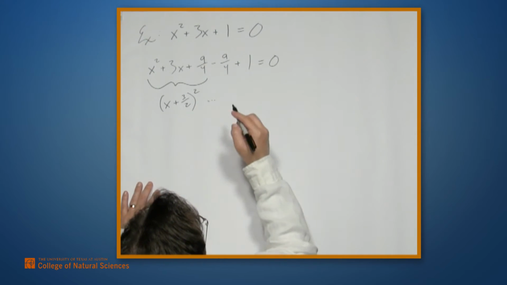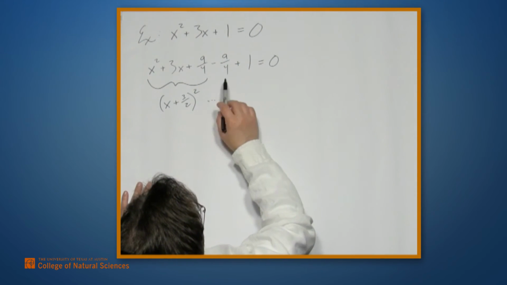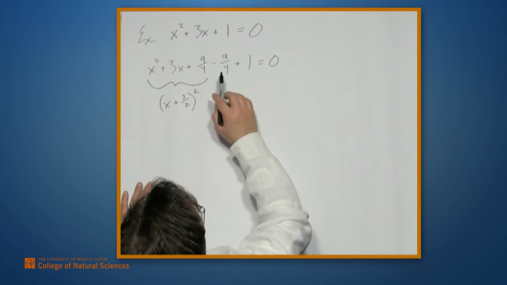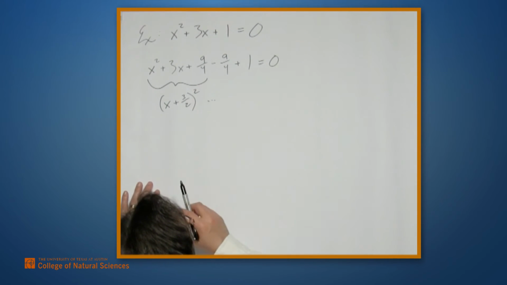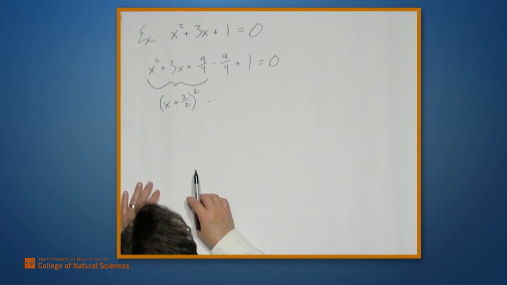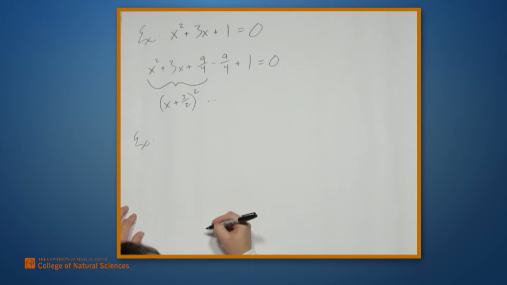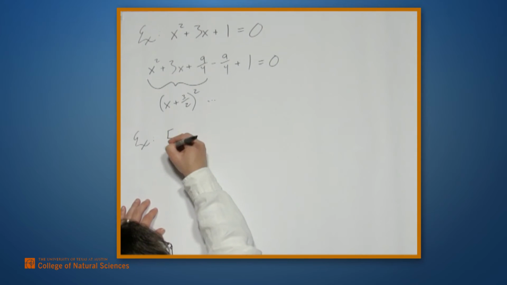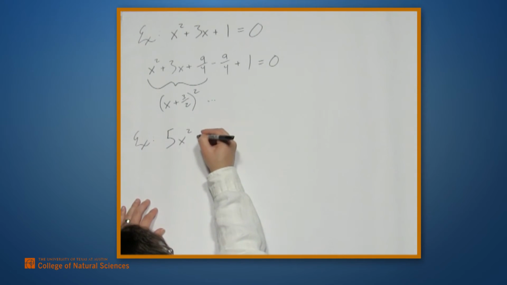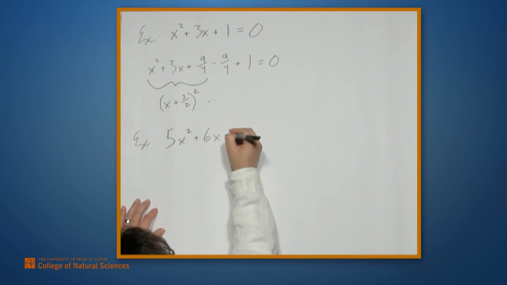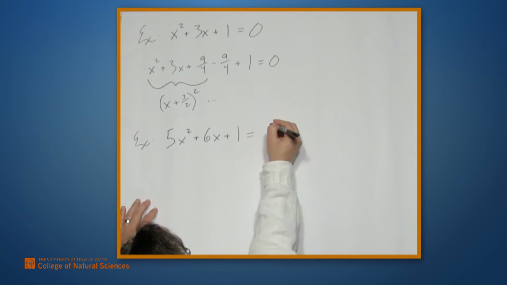So the only complication that this 1 added is that we have to remember to include it in the end. It didn't change this 9/4, it didn't change this 3/2. Let's actually look at one more example before we generalize. Let's look at 5x squared plus 6x plus 1 equals 0.